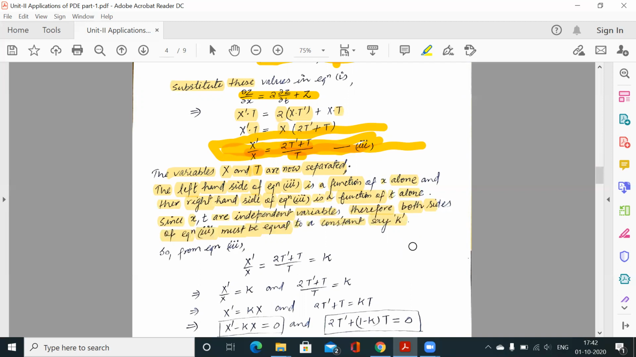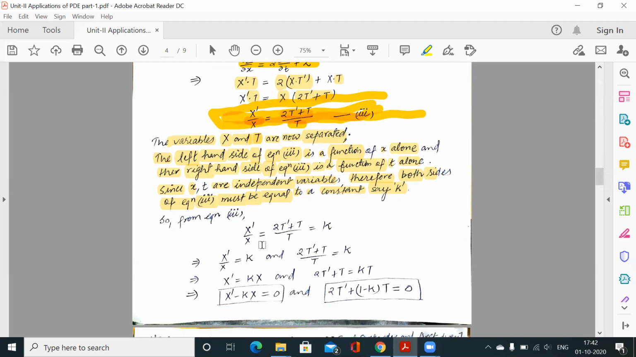Say k. The k is any constant: k, c, a, whatever you want to use, you use that. So this is the common step. Every time whenever you get any separation, you have to make those terms equal to a constant, say k, a, b, c, whichever you want to use. Now because both left sides are equal to a constant, taking this equal to k and this equal to k, we will get two differential equations.